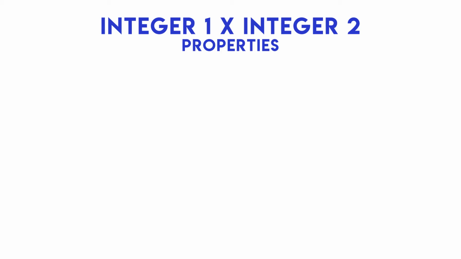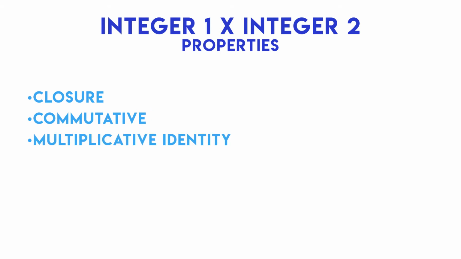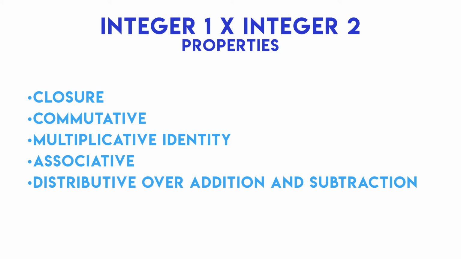When two or more integers are multiplied, they showcase certain properties. These properties are closure, commutative, multiplicative identity, associative, and distributive over addition and subtraction.